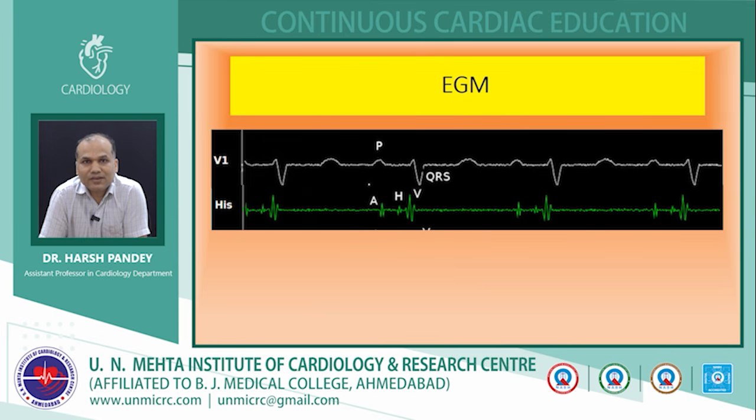So this is the real-time EGM. Here you can see there is a P wave in the surface V1 lead, and a QRS complex. The P wave follows the A wave in the His bundle electrode. The QRS complex follows the V wave in the His bundle electrode, and in between A and V there is a high frequency signal known as the His potential.